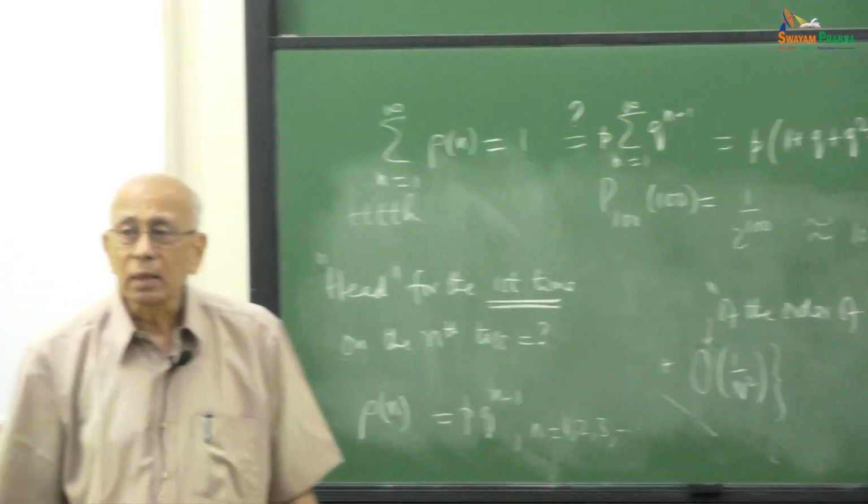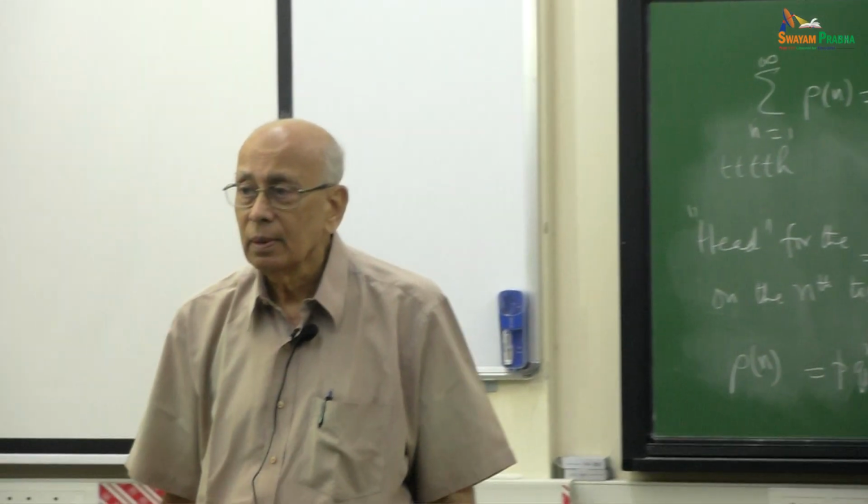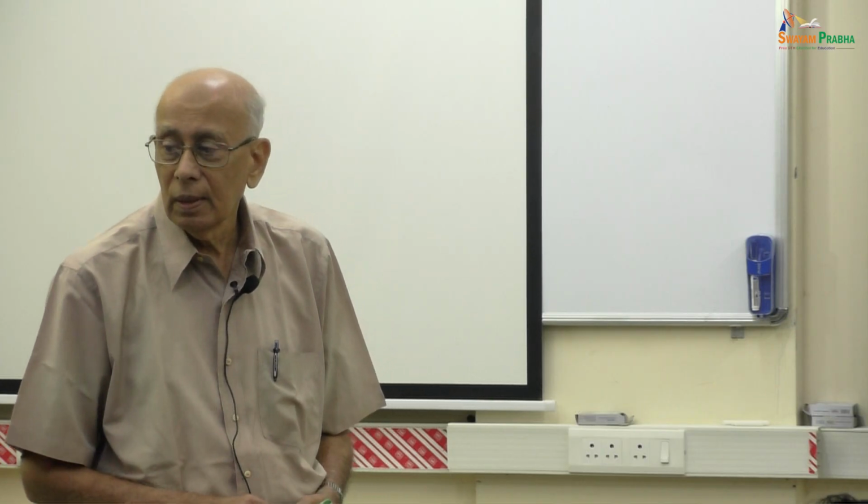What do you think is the answer if you had a fair coin? What do you think is the average number of tosses you need before you get head for the first time in a fair coin? Should be 2. That's good intuition. It's 2. And what would it be for general P?